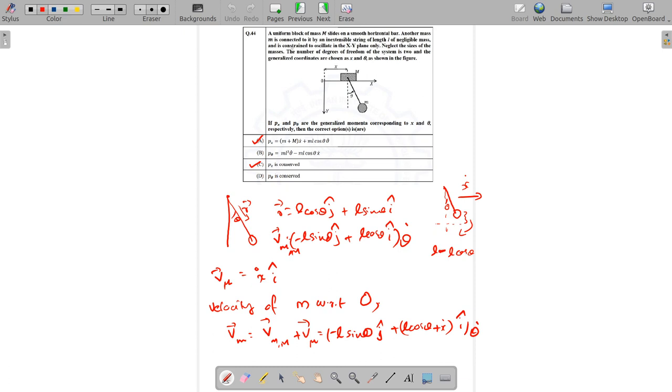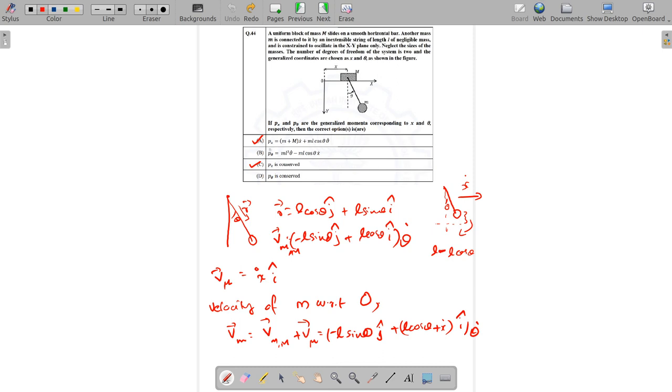Okay, so a uniform block of mass capital M slides on a smooth horizontal bar. Another mass small m is connected to it by an inextensible string of length l of negligible mass, and is constrained to oscillate in the xy plane only. Neglect the sizes of the masses. The number of degrees of freedom of the system is 2, and the generalized coordinates are x and theta as shown in the figure. If p_x and p_theta are the generalized momenta corresponding to x and theta respectively, the question is to pick out which are the correct options.